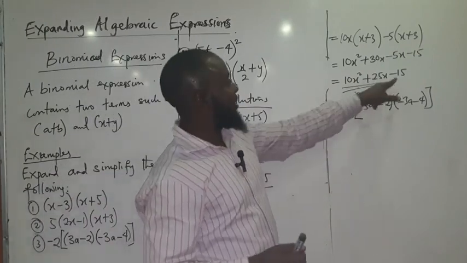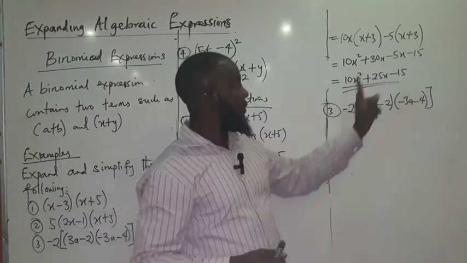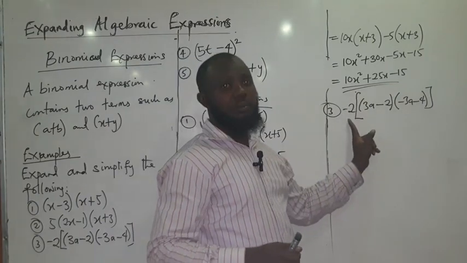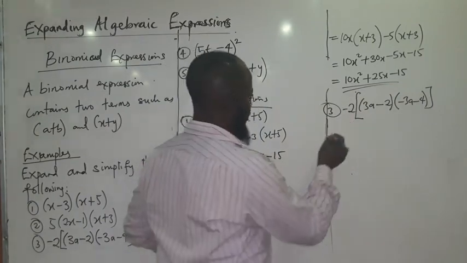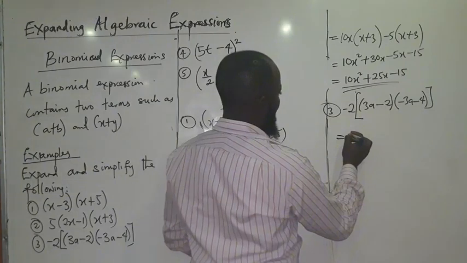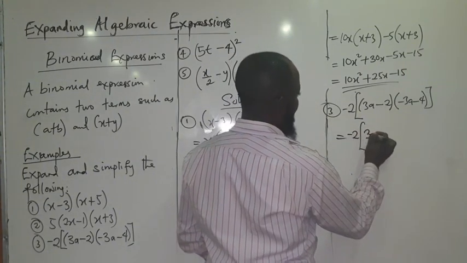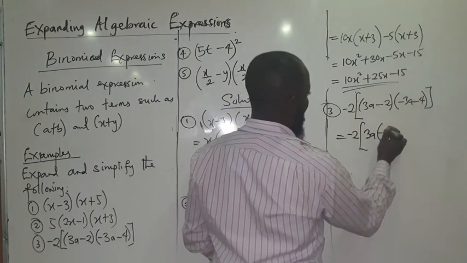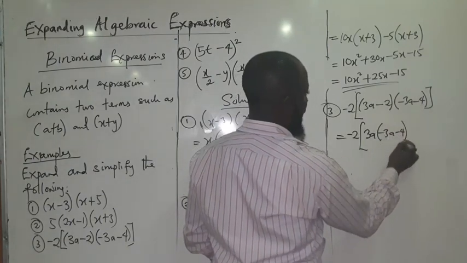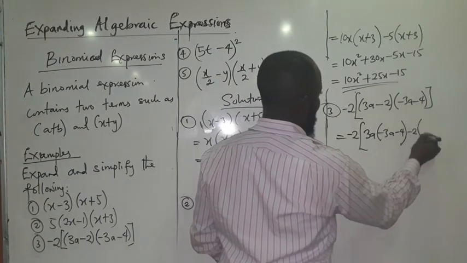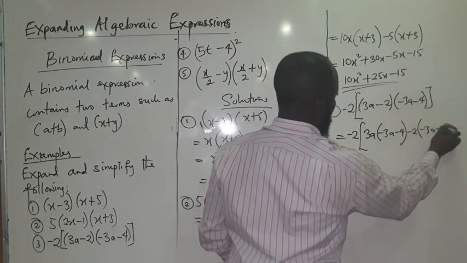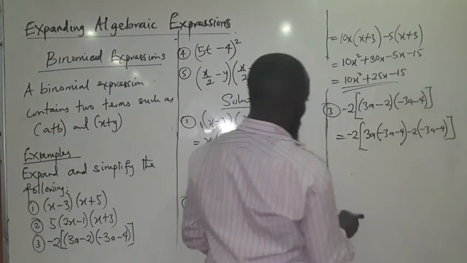Then after getting to this place, which is the last part here, we then multiply everything by what? By minus 2. So let's look at how it goes. This would be minus 2, and we have it there. So this would be 3a into bracket minus 3a minus 4. We close it. Then minus 2 into bracket minus 3a minus 4. Then have a curly bracket outside.